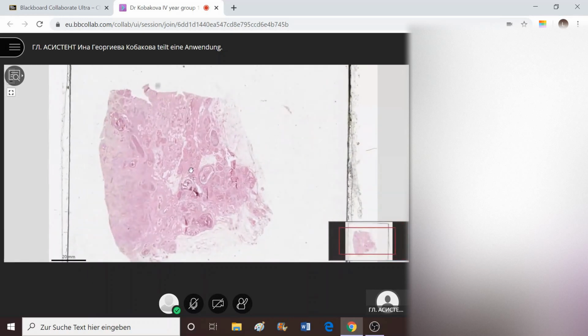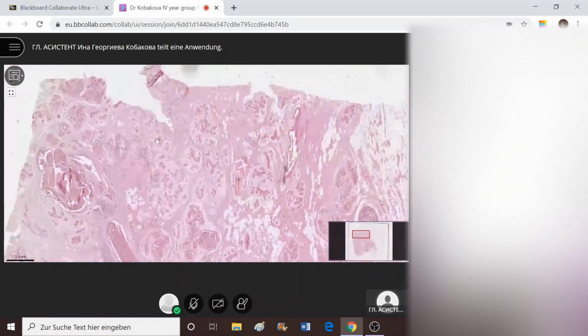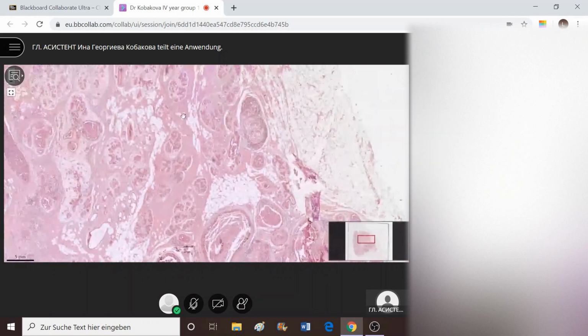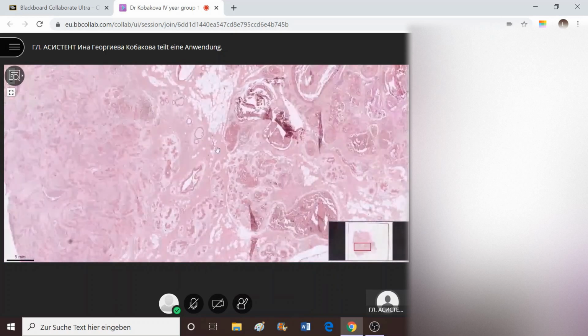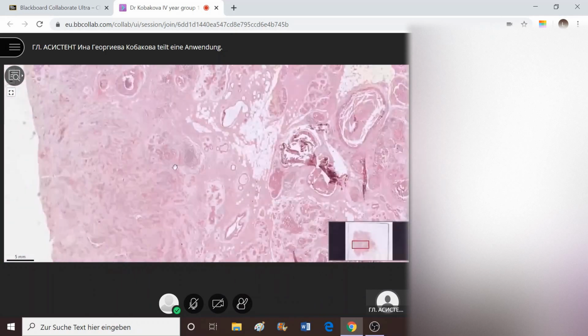So, what we mark here is that we again see a sample of mammary gland. Infiltrating ductal.